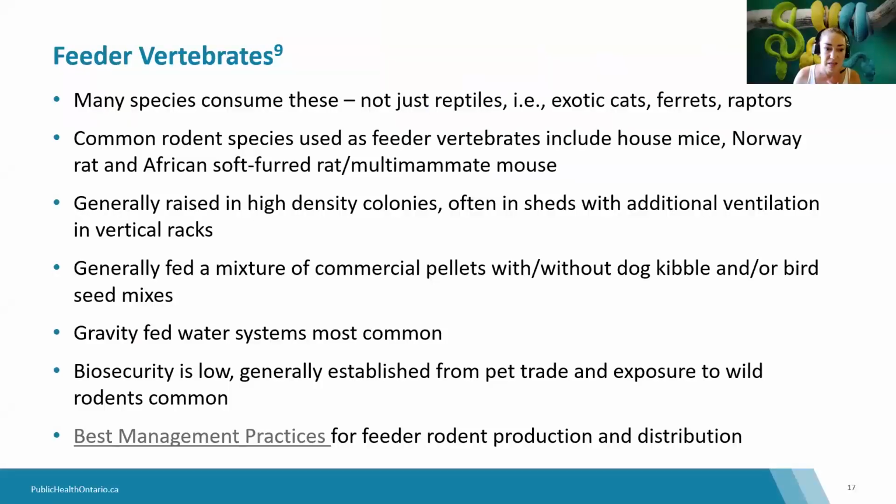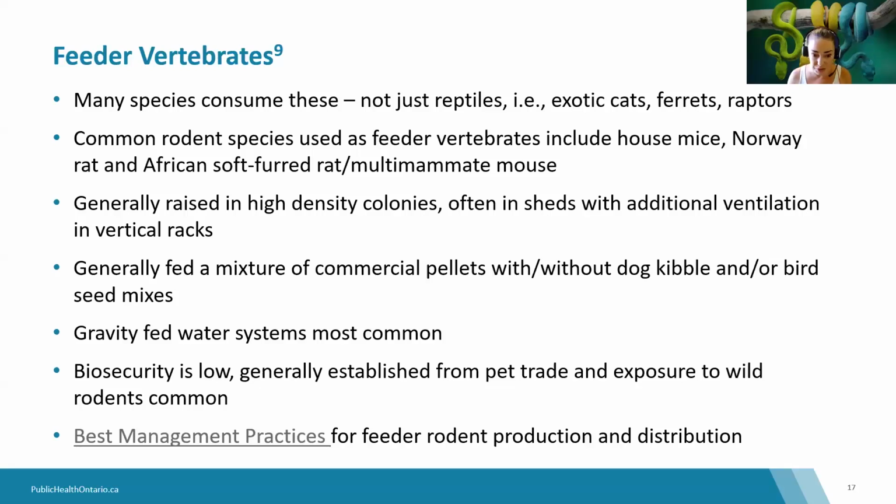Next slide, please. And then for feeder vertebrates, it's really important when you're looking at some of these production systems. Remember, it's not just reptiles that eat them. We have a lot of exotic cat owners in Ontario, for example, who will buy these for either enrichment or the basis of their diet. Ferrets, again, as obligate carnivores, they're basically mammalian snakes. So a lot of them will be fed mice and rats. And people who have raptors for various reasons, either rehabilitation or if they actually keep and breed things like peregrine falcons, they'll be feeding them these in the off hunting seasons.